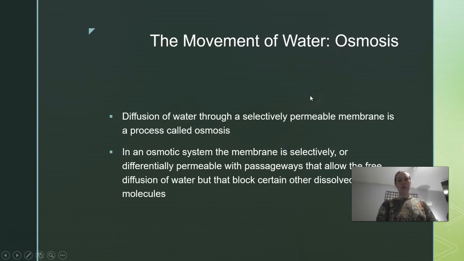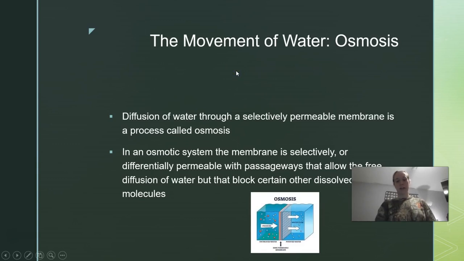All right, back to osmosis. Diffusion of water through a selectively permeable membrane is a process called osmosis. In an osmotic system, the membrane is selectively or differentially permeable with passageways that allow the free diffusion of water but block certain other dissolved molecules. And I just wanted to show you the difference between diffusion and osmosis here in picture form.